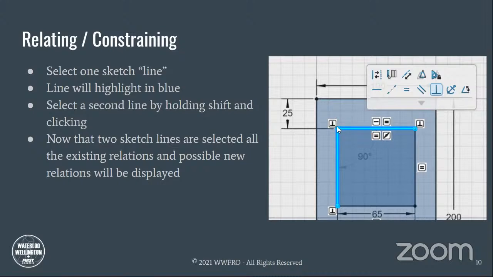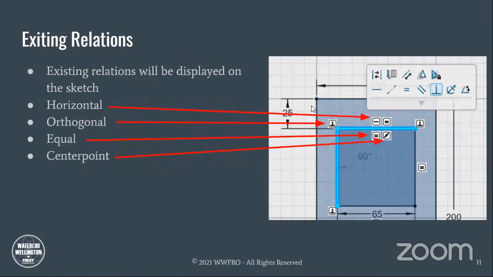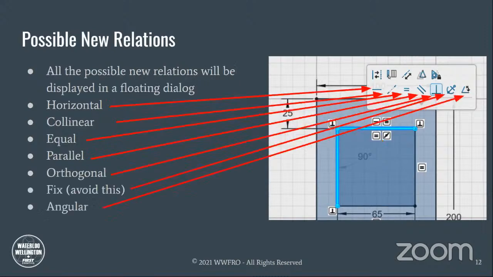What happens now, it'll show us all the existing relations, and it'll also show us all the new relations that we can add as well. So the existing relations appear around the perimeter of the sketch, and the new relations will appear up in a new dialog. And you get used to it pretty quick. The first relation we'll talk about is horizontal, and it's a horizontal line. The second is orthogonal. It's two lines that are orthogonal to each other. We've got an equals. That will mean that two sides are equal to each other. There's a center point or midpoint. And those are the ones that are present on the sketch.